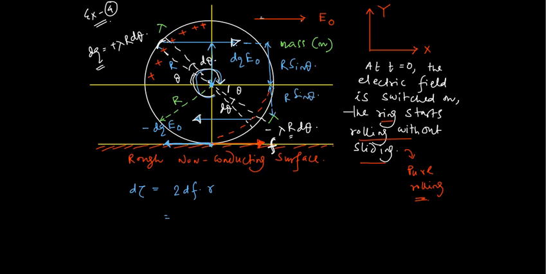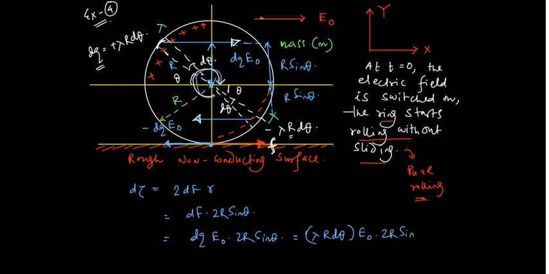So I'll straight away write dF. This is the electrostatic force, so I have to be careful with this. I will write capital F only. So dF into 2r sine theta. dF is equal to simply dq into E naught, that into 2r sine theta. dq we can write as lambda r d theta, that into E naught into 2r sine theta. So d tau is equal to 2 lambda r square E naught sine theta d theta. Okay, so this is d tau.